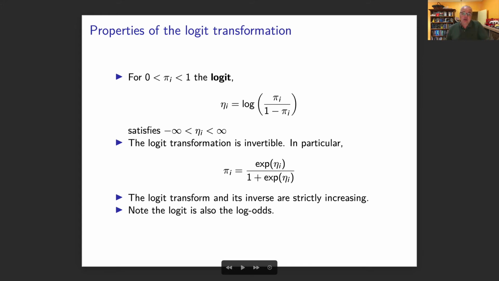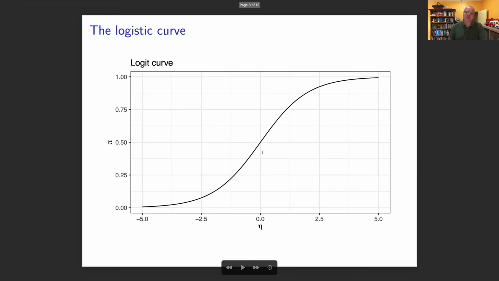So the logit and its inverse are strictly increasing, so it's nice and easy. You're not going to have multiple solutions. The other thing is, you've seen this before. Think about it. This is a probability over 1 minus the probability. This is the odds of pi i. And we're taking the log, so this is called the log odds. And when we get to odds ratio, we'll discuss this further.